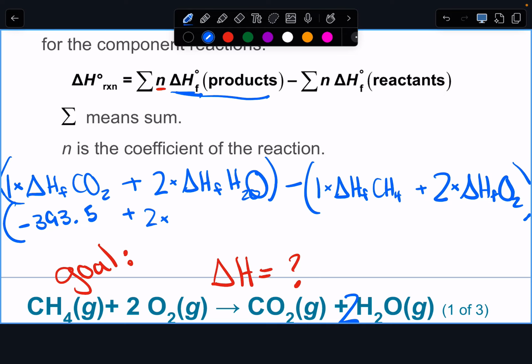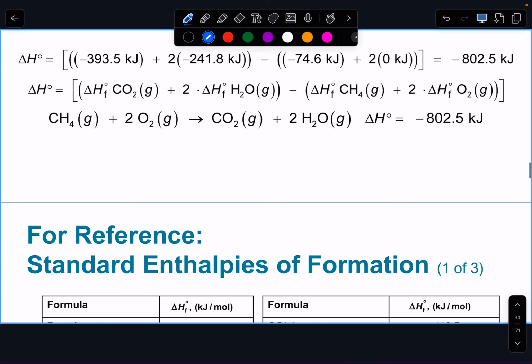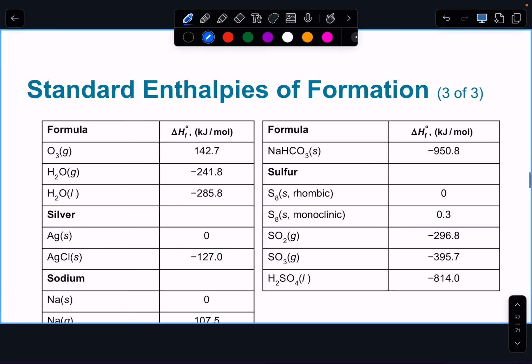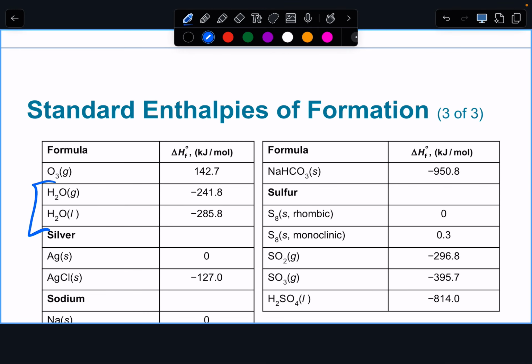Then I'm going to add 2 times whatever H2O is. I think it's on the 3rd page here. Yep. Now this is an interesting point. There are actually different values whether it's a gas or a liquid in the reaction, because delta H is potential energy, and liquid water and gaseous water have different potential energies. I think in our equation it was gas, so negative 241.8.